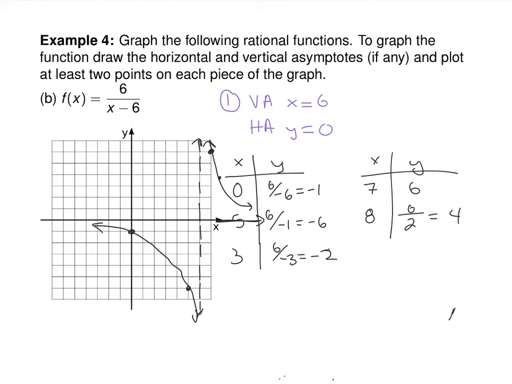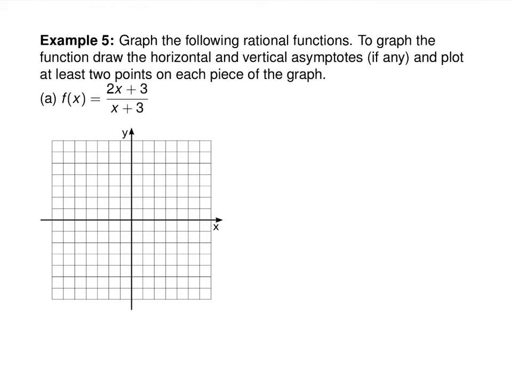So now let's do a few that have a horizontal asymptote that is not 0. Okay, so I'll do part A and then we'll have you do part B and I'll check it. So for this one, where's the vertical asymptote? X equals -3, very good.